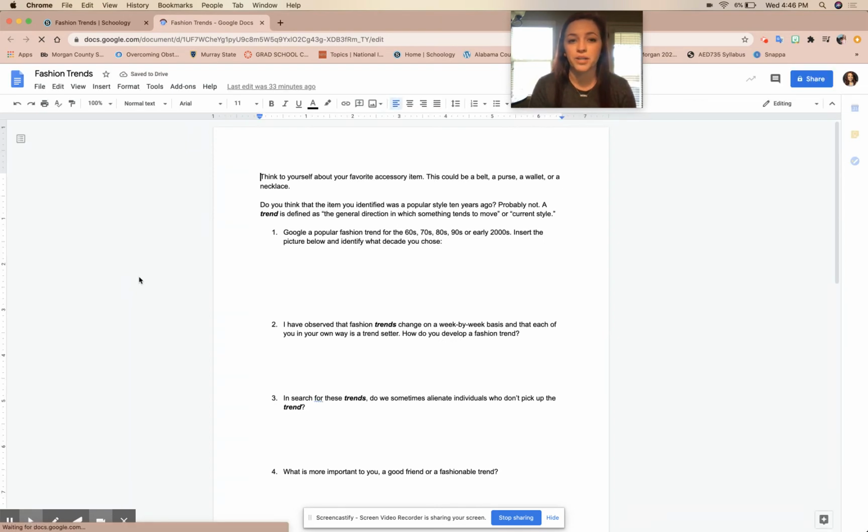Think to yourself about your favorite accessory item. This could be a belt, a purse, a wallet, or a necklace. Do you think that this item you identified was a popular style 10 years ago? Probably not. A trend is defined as the general direction in which something tends to move or the current style.